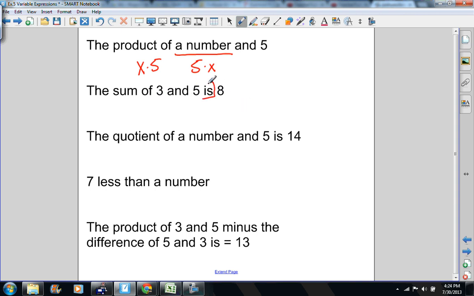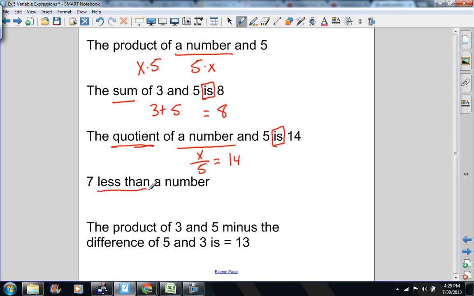Okay? The sum of 3 and 5 is 8. Another keyword that we have to look at is "is." Is always means equal to, so we can write it as a sentence. We know sum is addition, so 3 plus 5 equals 8 for that one. Okay, so for this one, quotient is a keyword. That means division. And the other keyword is "is." So the quotient of a number and 5, so that's any variable, but I like to use x. x divided by 5 equals 14.